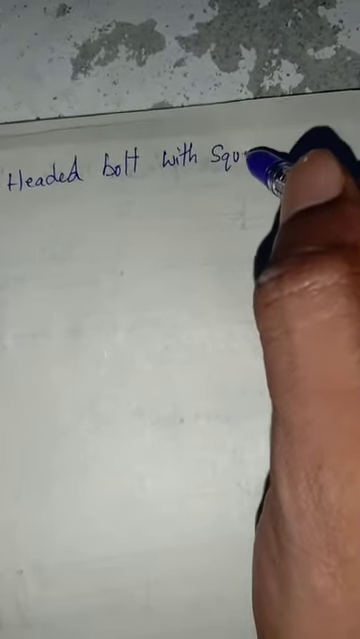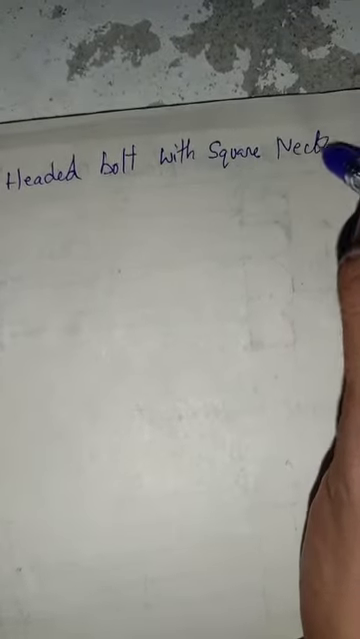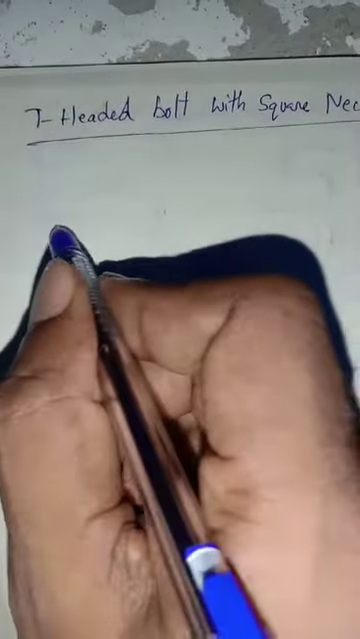Okay, that is coming from here, the T bolt. Okay, so then now we are going to see the T headed bolt with square neck. Okay, now see this.